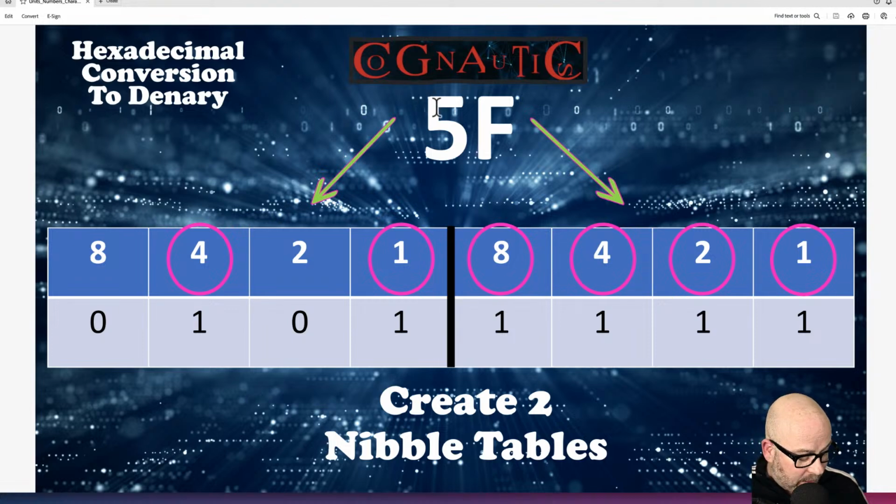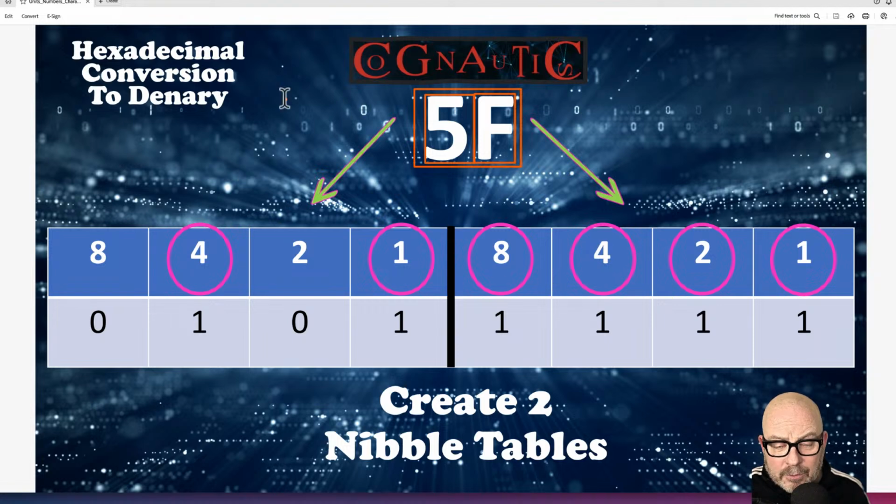You are taking the hexadecimal number 5F, and we're turning it into a denary number. So the first thing we've got to do is turn it into a binary number. And to do that, you create 2 nibble tables. Now, a nibble table is a table for each of these numbers, a table for the 5 and a table for the F.